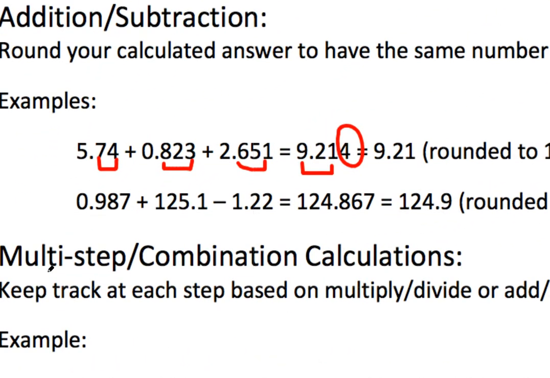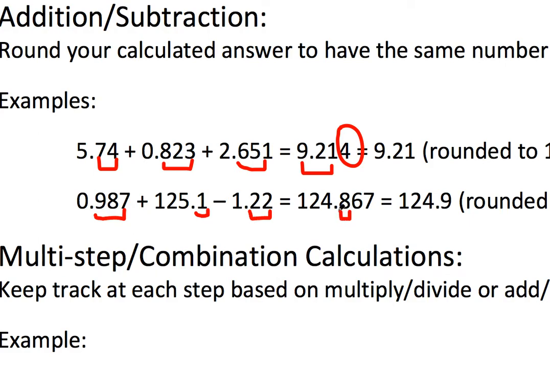All right, same thing when you subtract and add. This is sort of mixed up. But even if you're just subtracting numbers, you still go by 3, 1, and 2. I need to have 1 decimal place. So I'm going to look at this, and I'm going to round it up.